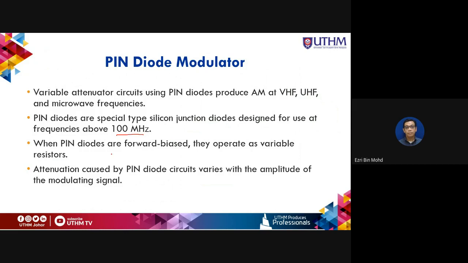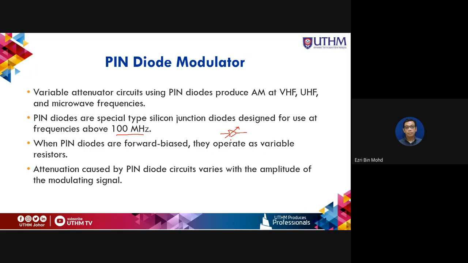Okay, and then when the pin diodes are forward biased, so maksudnya bila sama juga diode macam ni, pin diode ni dia punya simbol macam ni. So bila forward bias, then the diode will function lah, will be on. And when they are in reverse bias, then the diode will be turned off. Okay, when diodes are forward biased, they operate as a variable resistor.